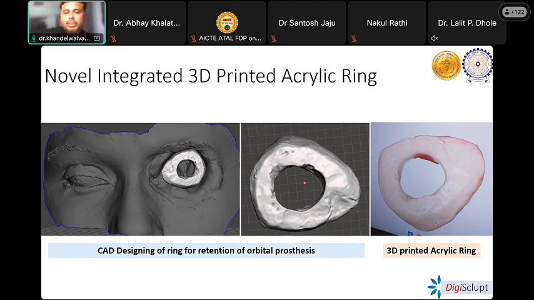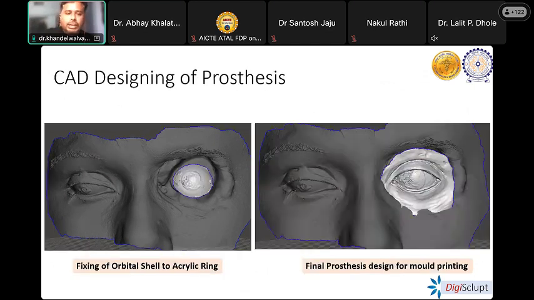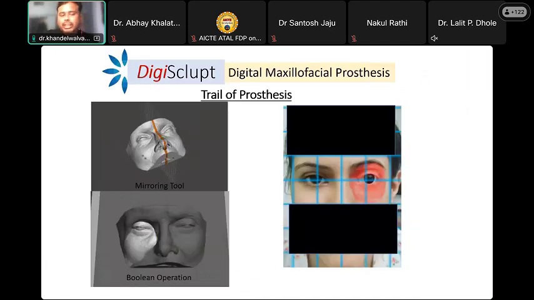So this was done in Meshmixer software. This is a 3D printed acrylic ring. Now the orbital shell was designed, and the complete defect was sculpted in this software, and using some Boolean operations and some of the sculpting tools, we designed a trial, and then with the image grid analysis, we tried to position the orbital shell accurately with respect to the defect.